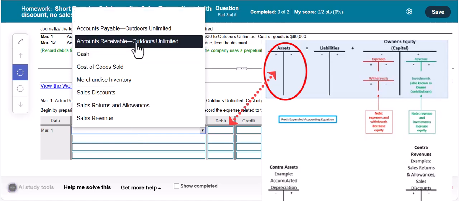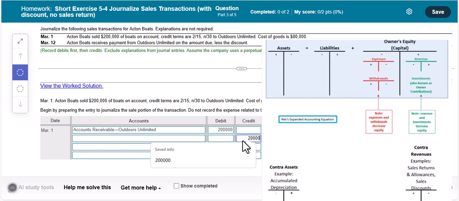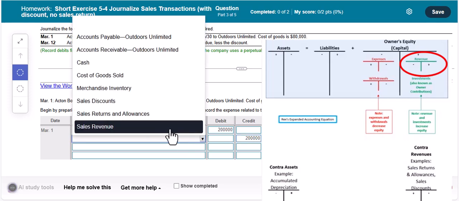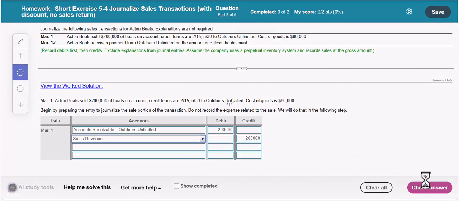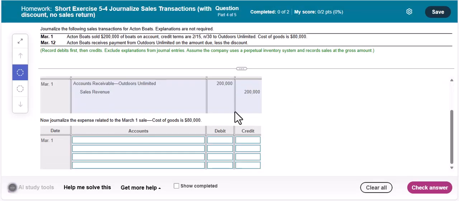So we'll have accounts receivable, Outdoors Unlimited, and we sold them for $200,000. And then we are going to need a credit for $200,000 to balance our transaction. And what did we have? We had sales, and sales go up with a credit. So we have sales revenue right there. And we don't need an explanation for this one, so we can go ahead and check our answer. Well done.